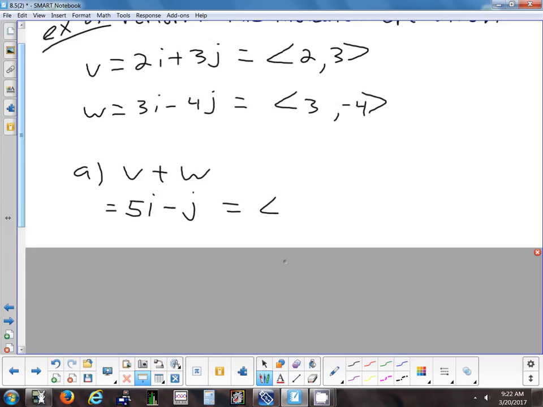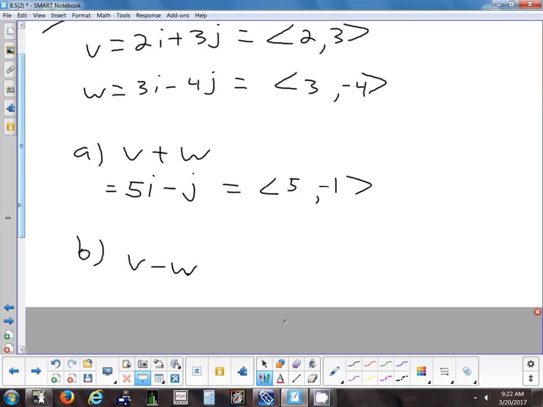Can someone else tell me how I would write it the other way? What would you put, John? 5 and then a negative 1. Yeah, 5 and then a negative 1. Okay, so any question on how we get that, either the new notation or the old way?